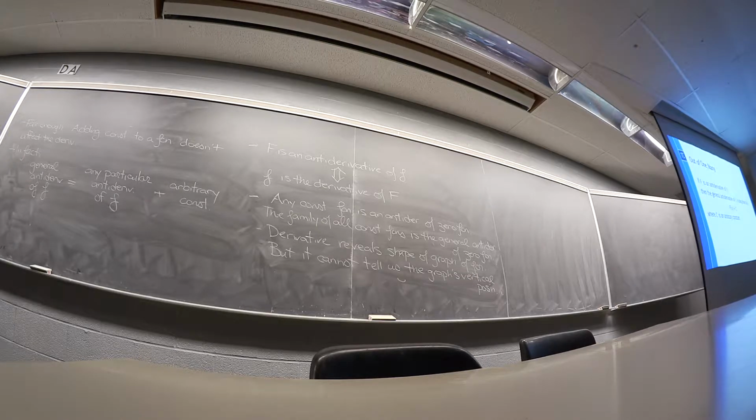All the functions with a particular derivative are obtained by finding one function that has that derivative and then adding an arbitrary constant. Out of one particular solution, we get many. And if you want to prove this, usually that's done with the mean value theorem, which we don't talk about.